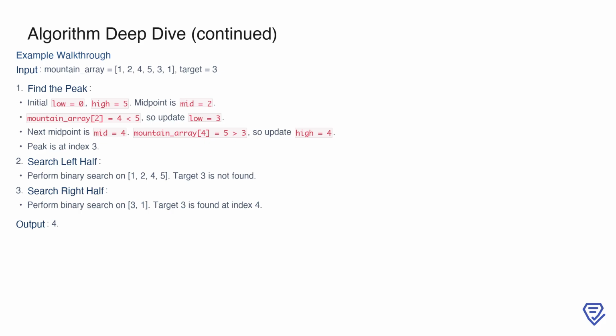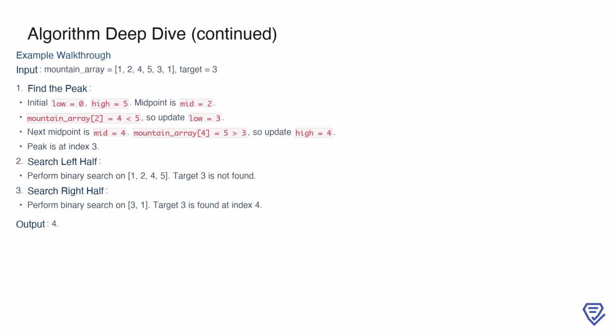Consider the mountain array 1, 2, 4, 5, 3, 1, and a target value of 3. First, we find the peak. Initially, low is 0 and high is 5, yielding a midpoint mid of 2. The value at index 2 is 4, which is less than the value at index 3, so the peak must be to the right, and we update low to 3.